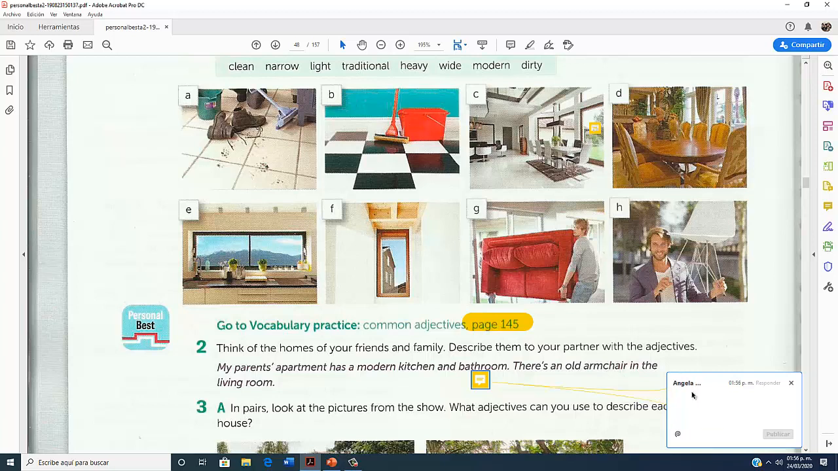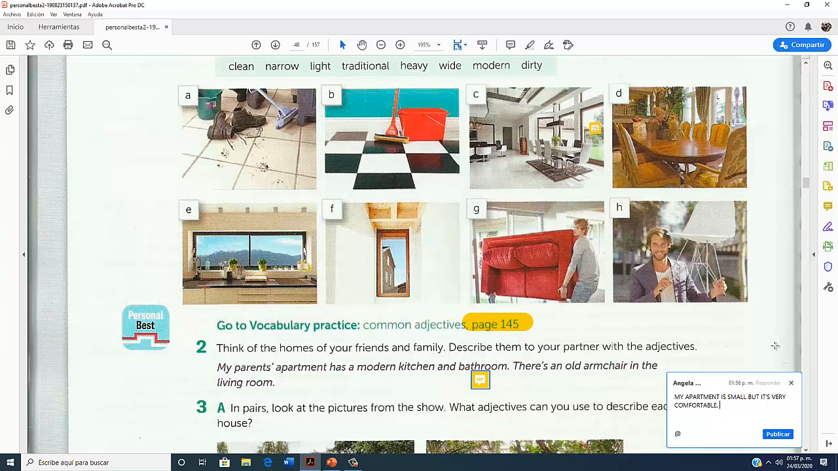Okay? Here, for example, you can talk about the place you live in. My apartment, because in my case, I live in an apartment. I don't live in a house. My apartment is small. That's in my case, huh? But it's very comfortable, for example. It's small, but it's very comfortable.